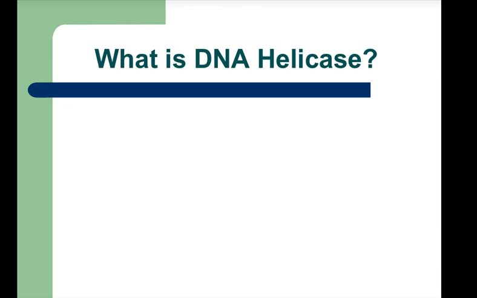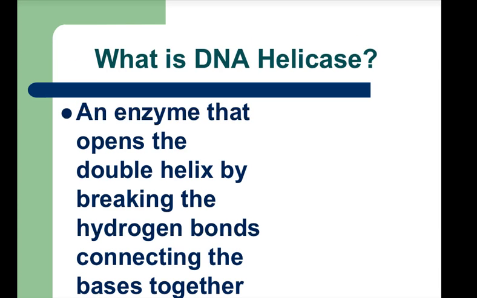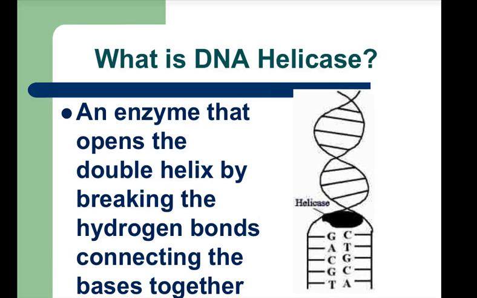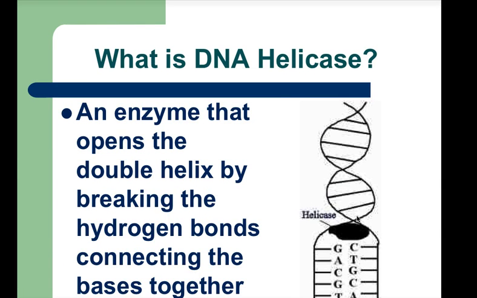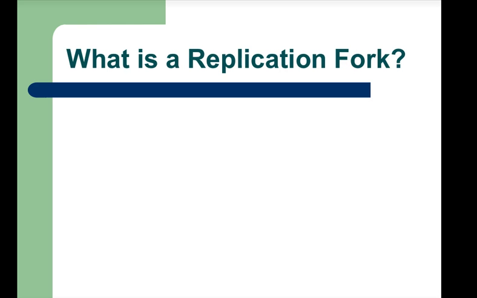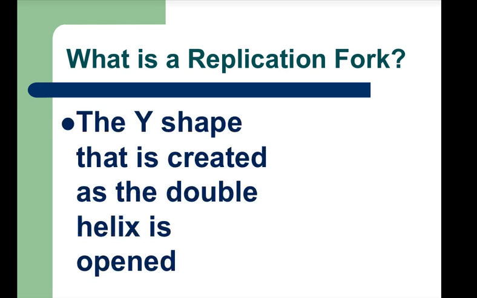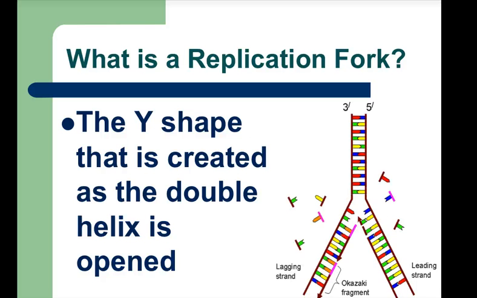So what is helicase? Well, it's kind of like a pair of scissors. It's an enzyme that opens up the double helix by breaking through the hydrogen bonds that connect the bases together. So it kind of snips it open. A replication fork is the Y shape that's created as the double helix is opened up.